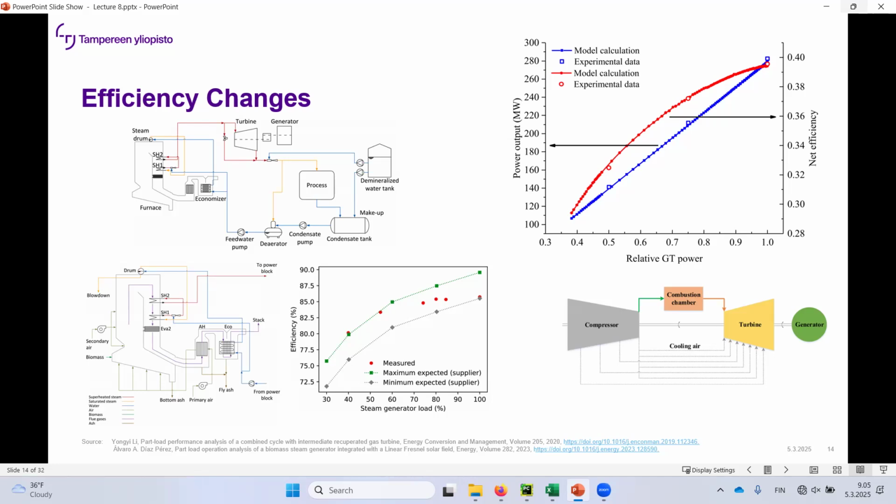So most likely, if your power plant or heat production plant operates at partial loads, you're going to have a linear fit for it. So whenever you decrease the load, it has a linear decrease in the efficiency. But as you can see in here, it's more like parabolic.